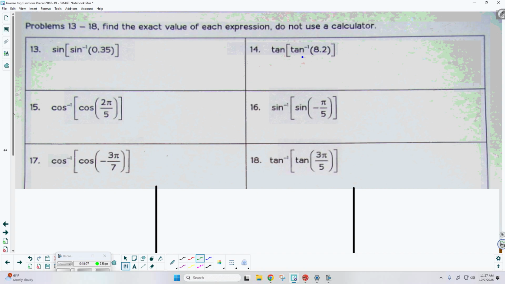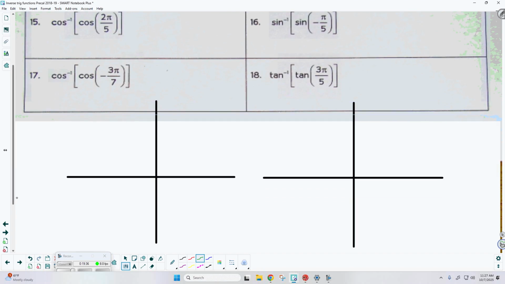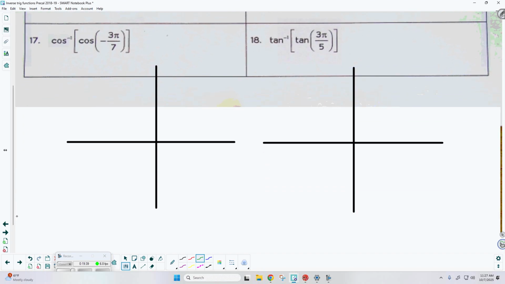How many people have had the opportunity to look at the assignment? You folks? Okay. There are a couple of problems on here that we've already worked together. You remember the first 2 compositions we did at the beginning of class yesterday? That was numbers 14 and 18. So why don't we start with number 17. Cosine inverse of a cosine of negative 3/7 pi. We're wanting to find the exact value of each expression.